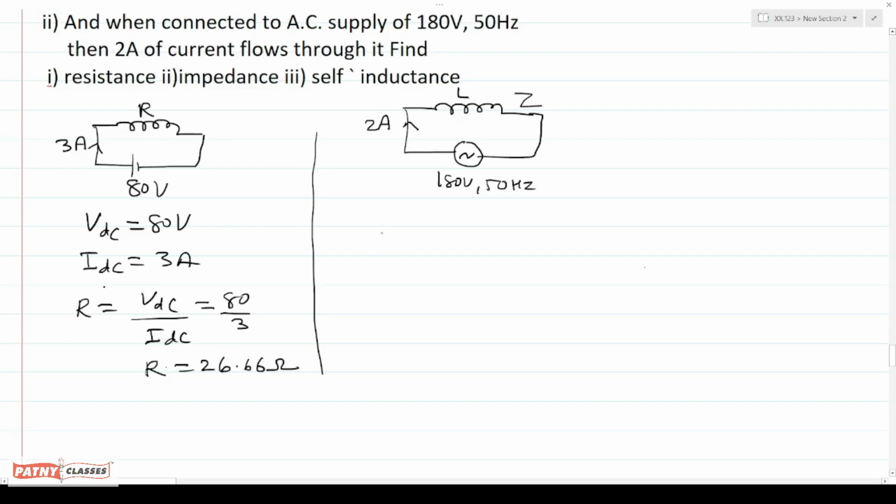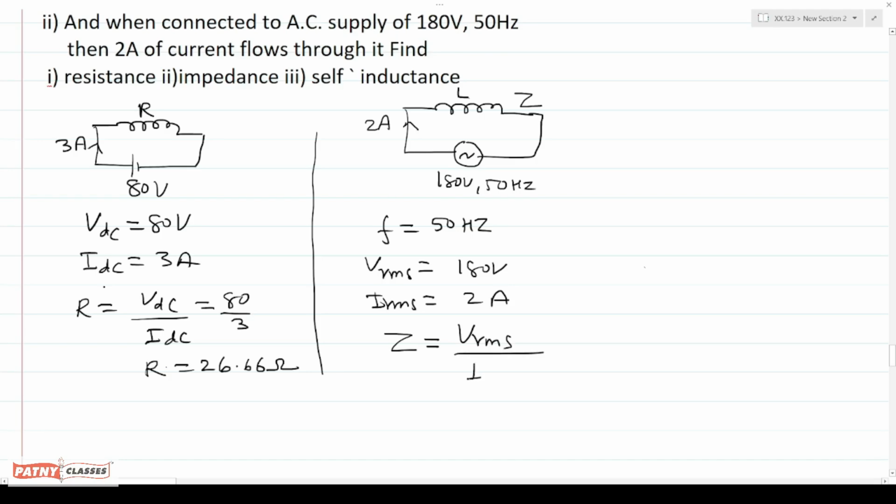In the second case, we have frequency f equals 50 hertz and we are given the Vrms value. Vrms equals 180 volts and Irms value equals 2 amperes. Now, being an AC circuit, we need to find Z, the impedance of the circuit, that is nothing but Vrms upon Irms. So that is 180 upon 2, which equals 90 ohms. So Z equals 90 ohms.